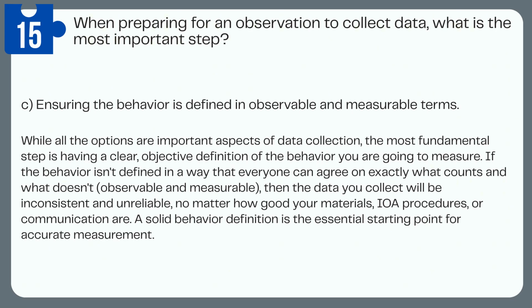Answer: C. Ensuring the behavior is defined in observable and measurable terms. While all the options are important aspects of data collection, the most fundamental step is having a clear, objective definition of the behavior you are going to measure. If the behavior isn't defined in a way that everyone can agree on exactly what counts and what doesn't, observable and measurable, the data you collect will be inconsistent and unreliable, no matter how good your materials, IOA procedures, or communication are. A solid behavior definition is the essential starting point for accurate measurement.